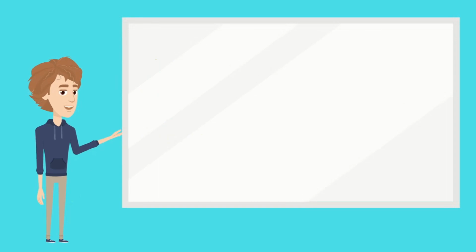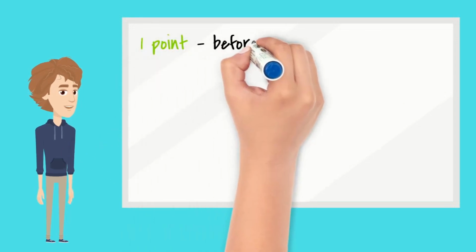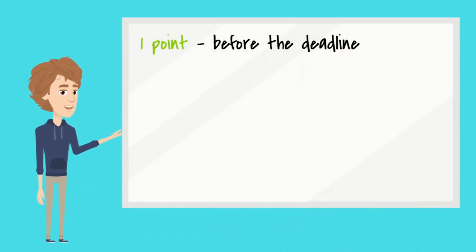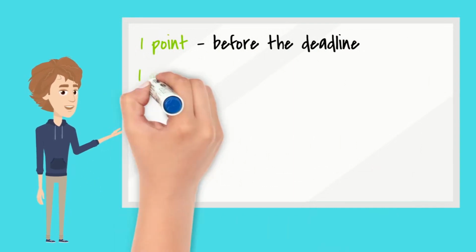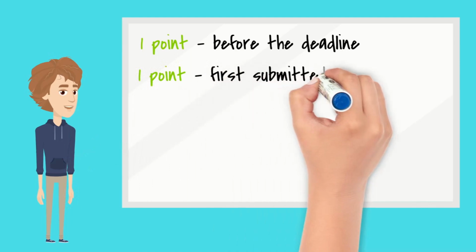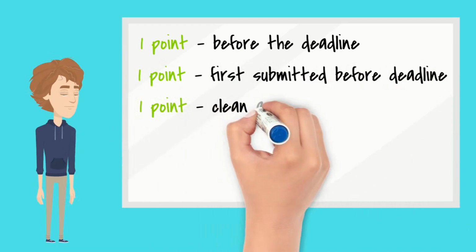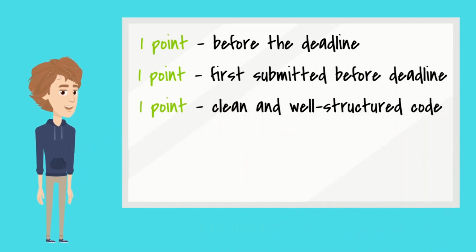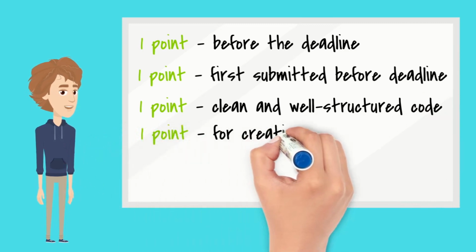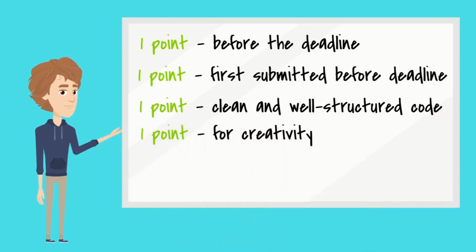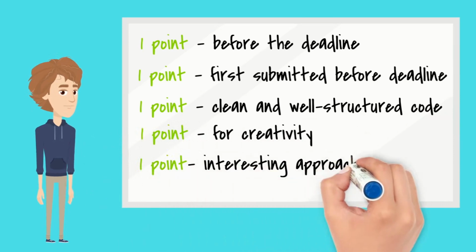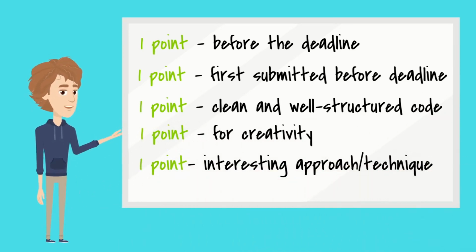Now, let's talk about additional points. You'll receive 1 additional point if you submit your project before 8:30 AM on the following Friday. If you're the first to submit your project before the deadline, you'll get an extra 1 point. You'll also earn 1 point if your code is clean and well structured. Receive an additional 1 point for creativity beyond the project description. Another 1 point you can get for an interesting approach or for using a unique technique while completing your project.